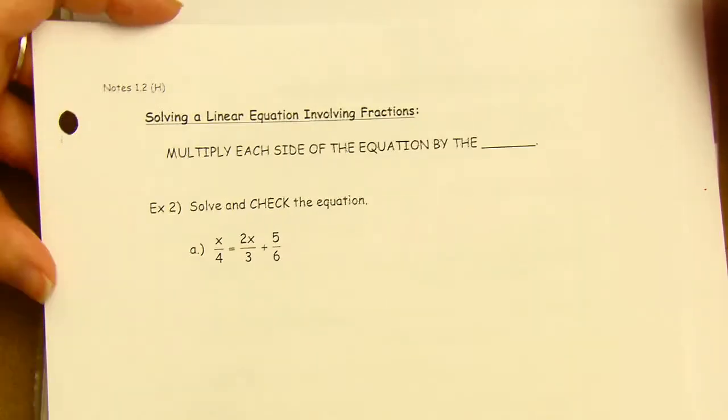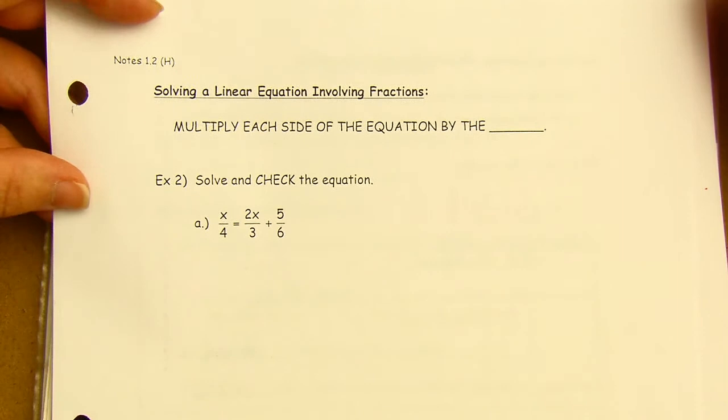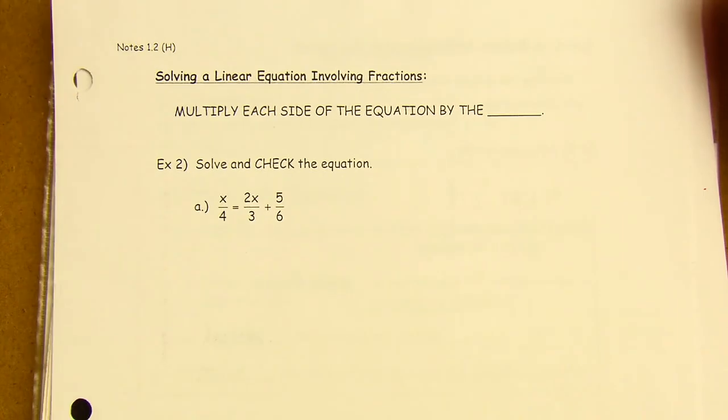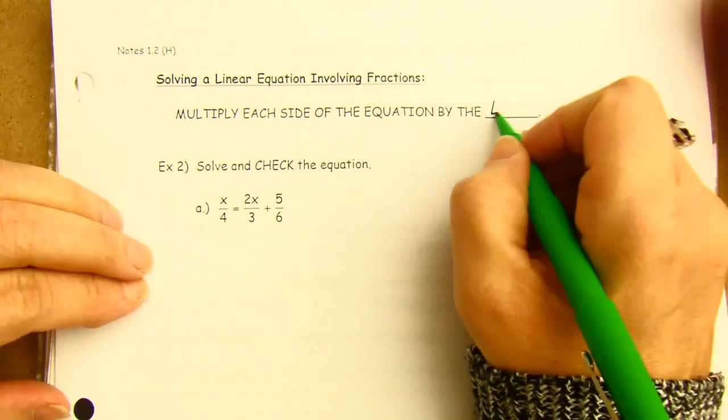All right, solving a linear equation involving fractions. This is like our rational expressions. Okay, and we had that lesson in Chapter P, Section 6, of simplifying and getting a common denominator. So in order to level this off and get rid of denominators, all you simply do is multiply each side of the equation by that least common denominator.